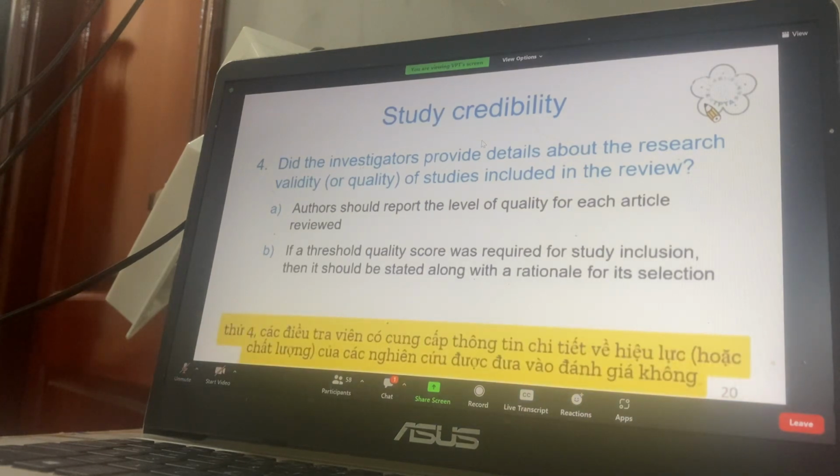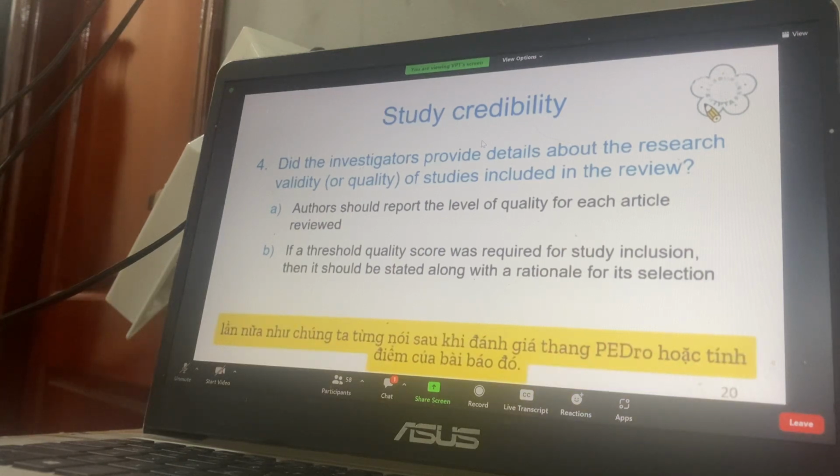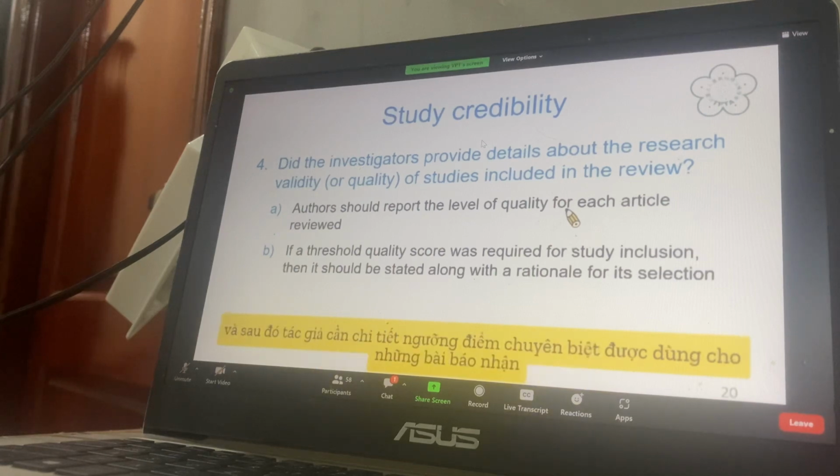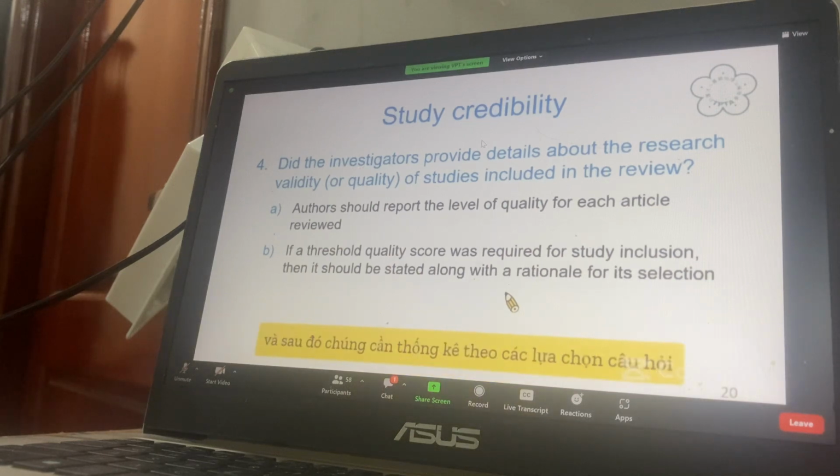The fourth question is, did the investigator provide the detail about the research validity or quality of studies included in this review? Again, just like what we said, after assessing the PEDro score or using other scales for that study, the author should report the level of quality for each article being reviewed in the systematic review. And then the author should specify whether a specific threshold quality score is used for their study inclusion, and it should be stated along with a rationale for its selection.